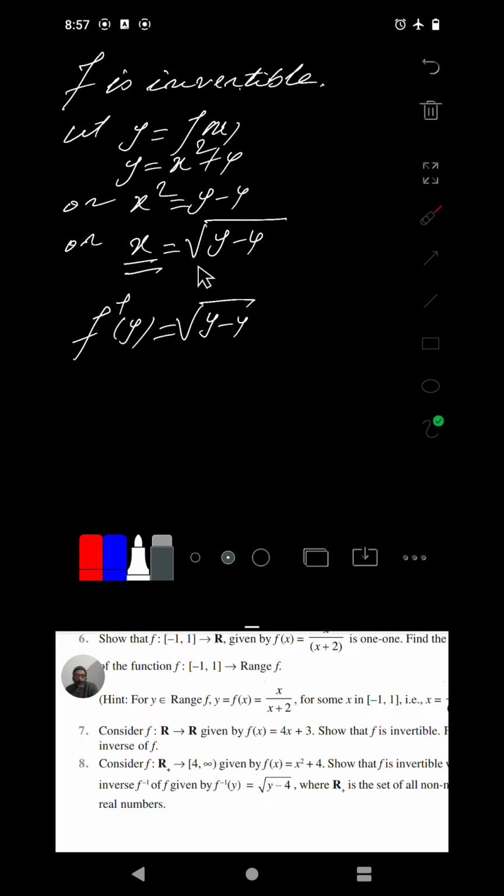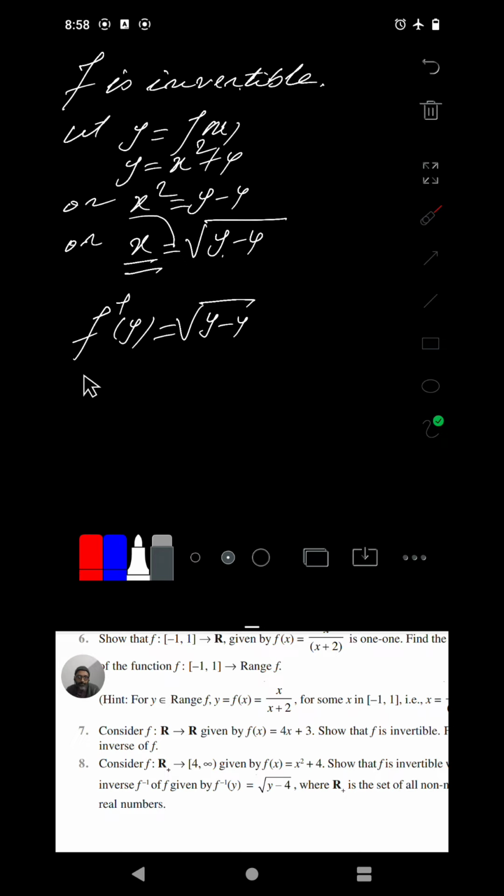But there are two provisions, that either we have to replace x by f inverse x and y by x, or we should replace x by f inverse y only, keeping y as it is. So here the second algorithm is used to find f inverse according to the given question. So we needed to prove that f inverse y is equal to under root y minus 4. That's why we have replaced x by f inverse y over here.